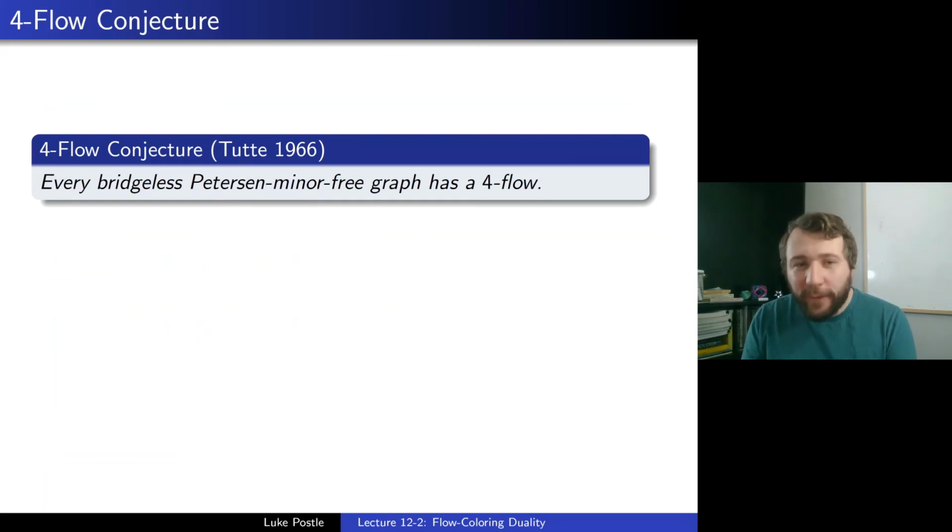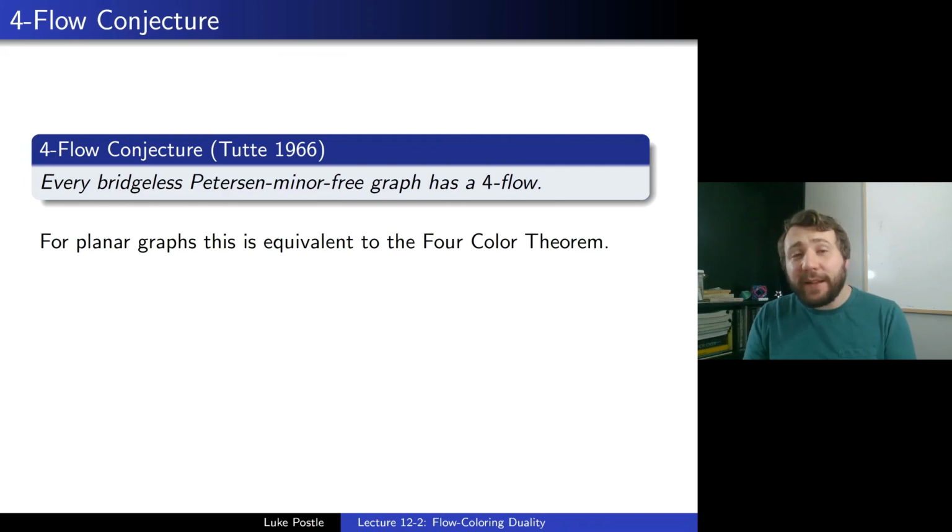What about the 4-flow? Well, so again, by Tutte in '66, it should be pointed out for planar graphs, which don't have Petersen as a minor, having a 4-flow is equivalent to having a 4-coloring. So this is really equivalent for planar graphs to the 4-color theorem, which at the time was just a conjecture. So it was maybe hoped that flows would be a way to prove it, but eventually it was given the discharging proof by Appel and Haken, and so established for that.